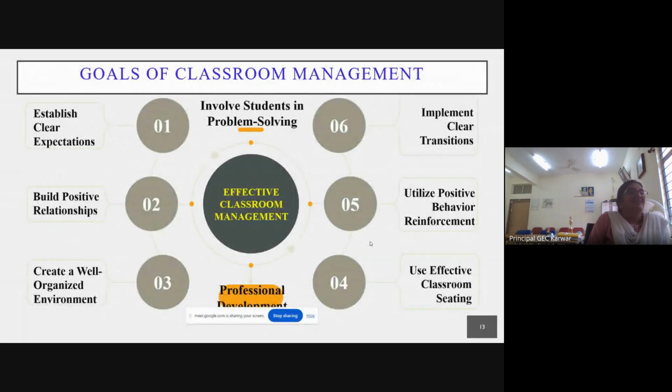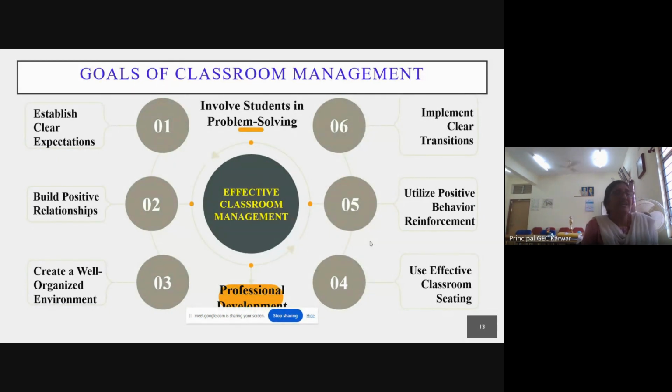So the goals of classroom management. The first one: establish clear expectations. What does it mean? Begin by establishing clear expectations.